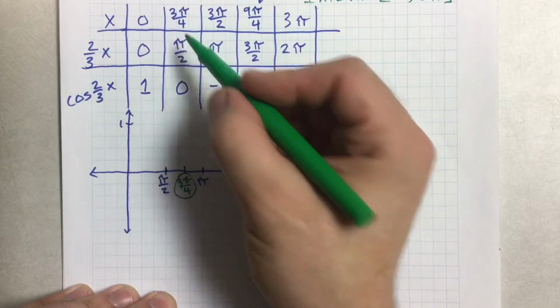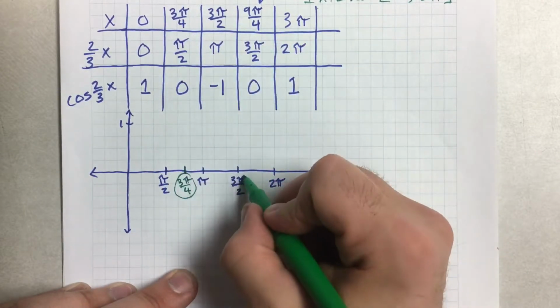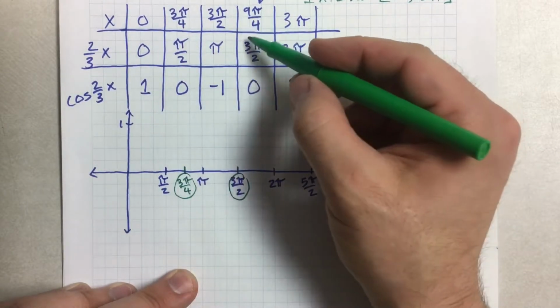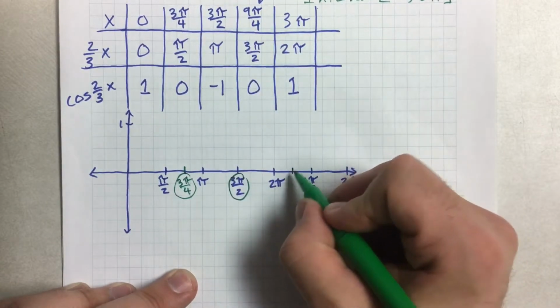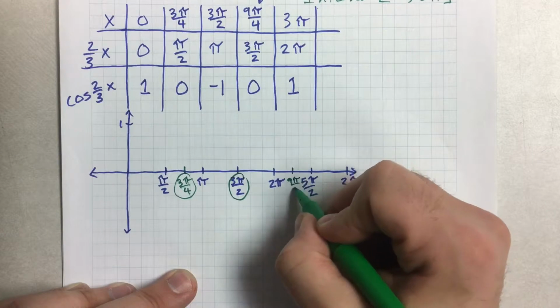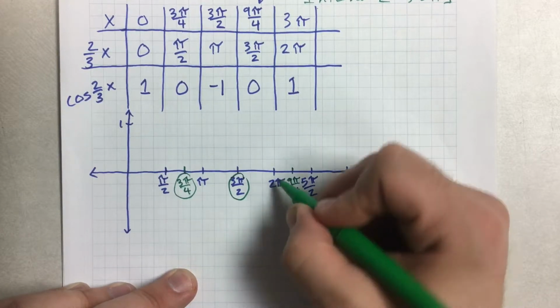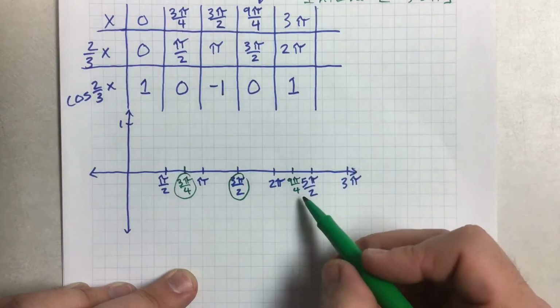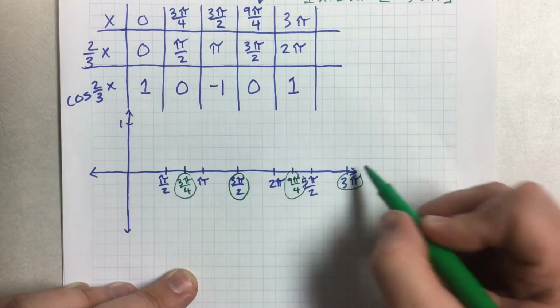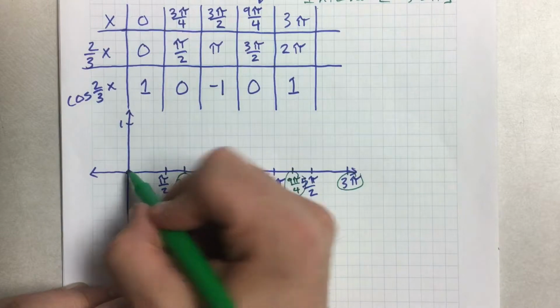I said pi over 2, pi over 4, 3 pi over 2, we already have that. 9 pi over 4 is just past 2 pi. I know that because 2 pi is 8 over 4 pi, so just past it. And then 3 pi. All right, and 0 obviously.